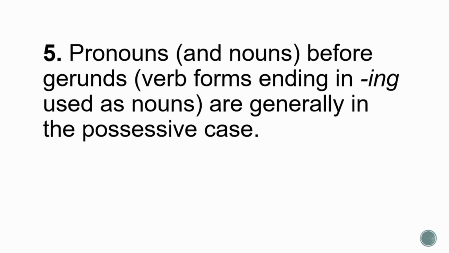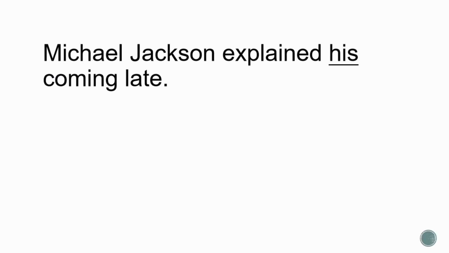The next rule we have is that pronouns and nouns before gerunds are generally in the possessive case. Gerunds are verb forms ending in ing, and they are used as nouns. So, when there are nouns and pronouns that come before these gerunds, these nouns and pronouns are used in the possessive case. Example, Michael Jackson explained his coming late.